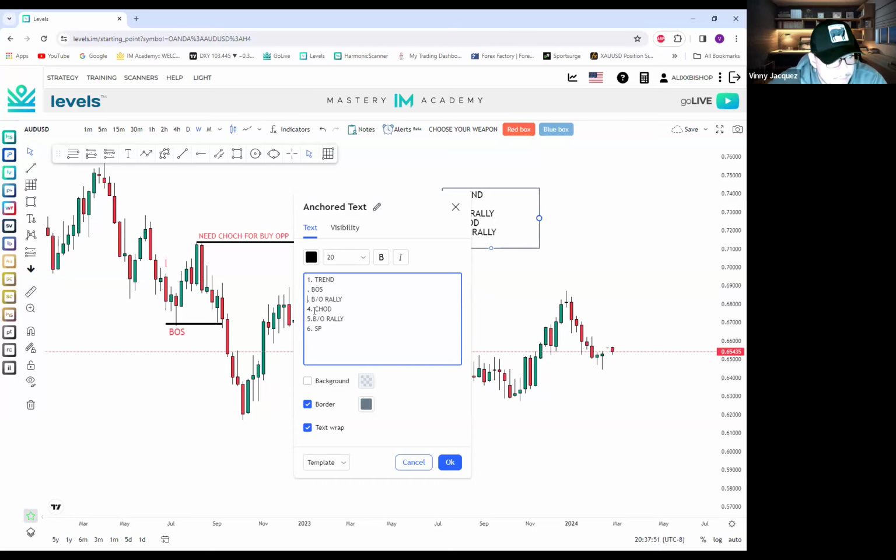Hold on, guys. I want to make it really clear. Trend, BOS, breakout rally, starting point. I know it looks like a lot, guys. It's going to look like a lot, but we're looking for the same thing. I just want to give you guys a blueprint. Head and shoulder. Change of direction. Breakout rally. Starting point. Head and shoulder.